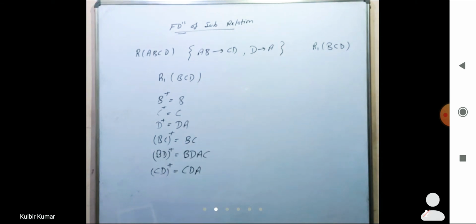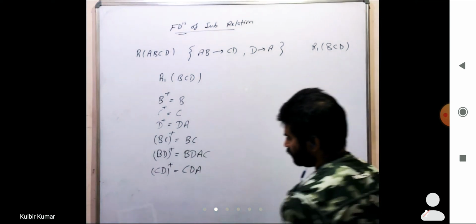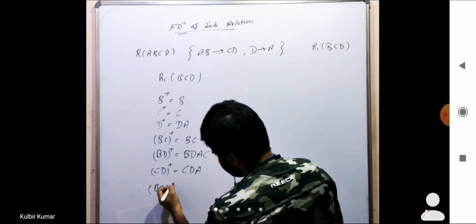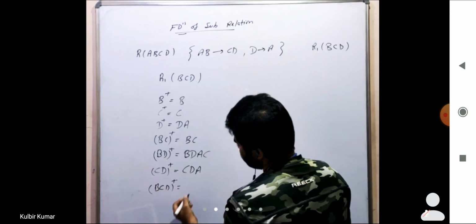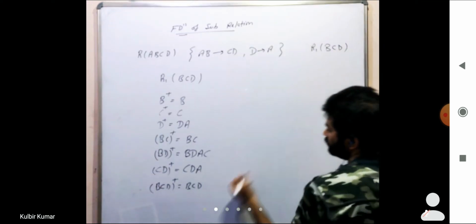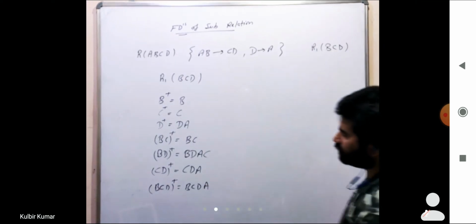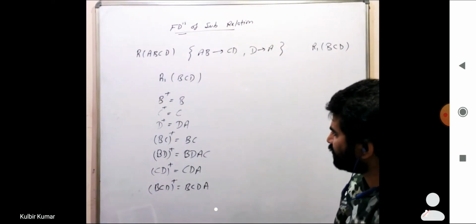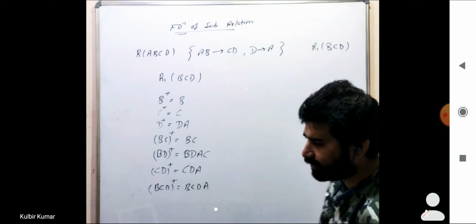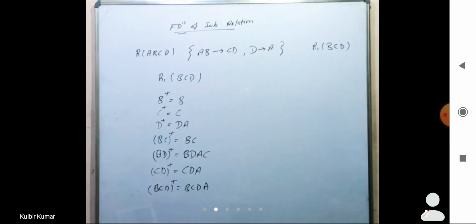Okay. Further what can I write down? Can I say it is the BCD closure? Let me say BC and D closure. BCD closure is BC, and D can derive A, so it is this one. So I have found the closure of all these combinations, right?